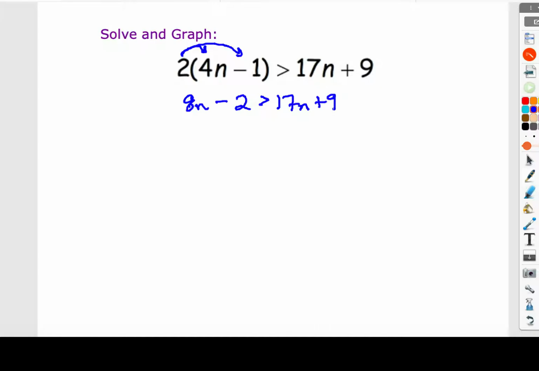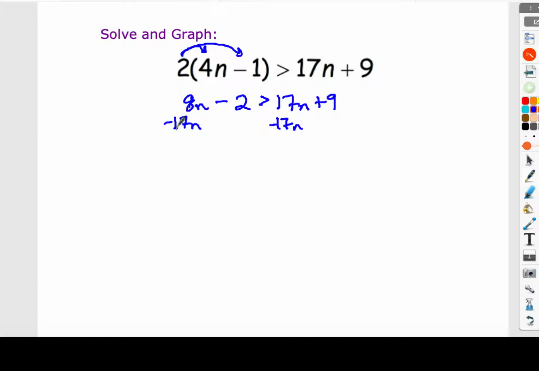Now I'm all simplified. I've gotten rid of all the parentheses. There's nothing more to do to 8n minus 2. I can't do anything with 17n plus 9. However, I do notice I've got variables on both sides. I've got an n on the left and I've got an n on the right. So I'm going to go ahead and subtract 17n. There was a positive 17n, so I'm going to subtract 17n. I'm going to get these like terms together.